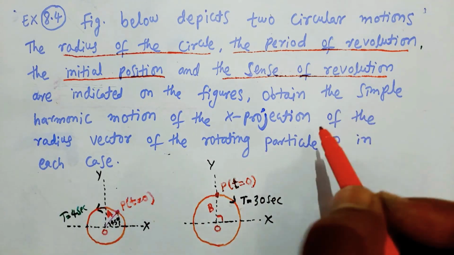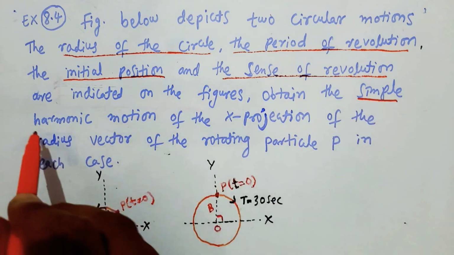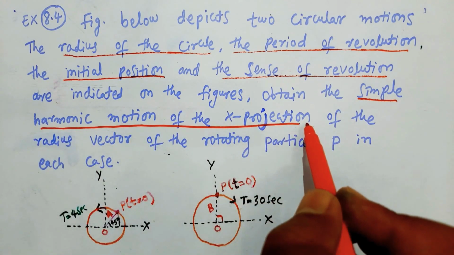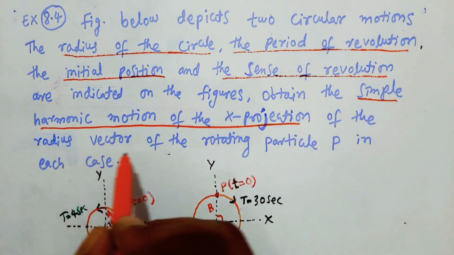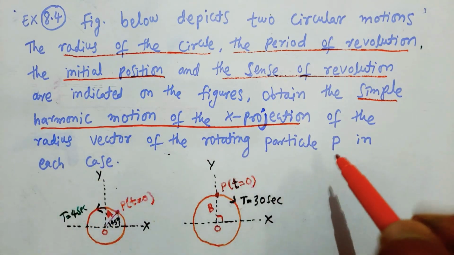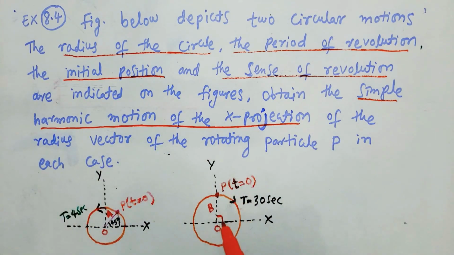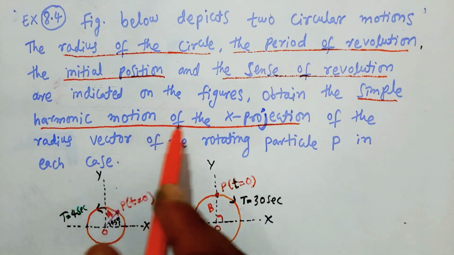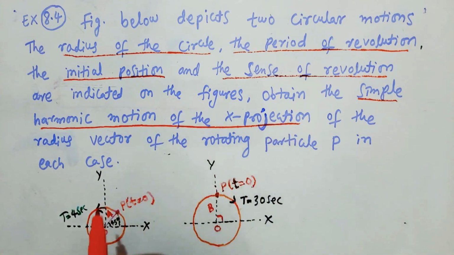So we have to find the simple harmonic motion of the x projection of the radius vector of the rotating particle. So the projection of OP bar along the x-axis is OP dash. So that is x of t. So here we have to find x of t in each case.